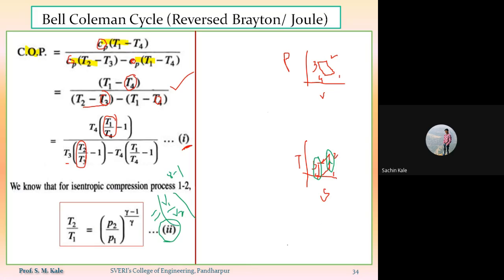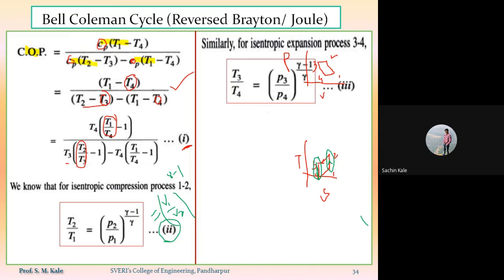Similarly, as process 3 to 4 is again an isentropic process, for process 3 to 4 I can write T3 divided by T4 is equal to P3 divided by P4 raised to gamma minus 1 upon gamma. This can also be equal to V4 divided by V3 raised to gamma minus 1.